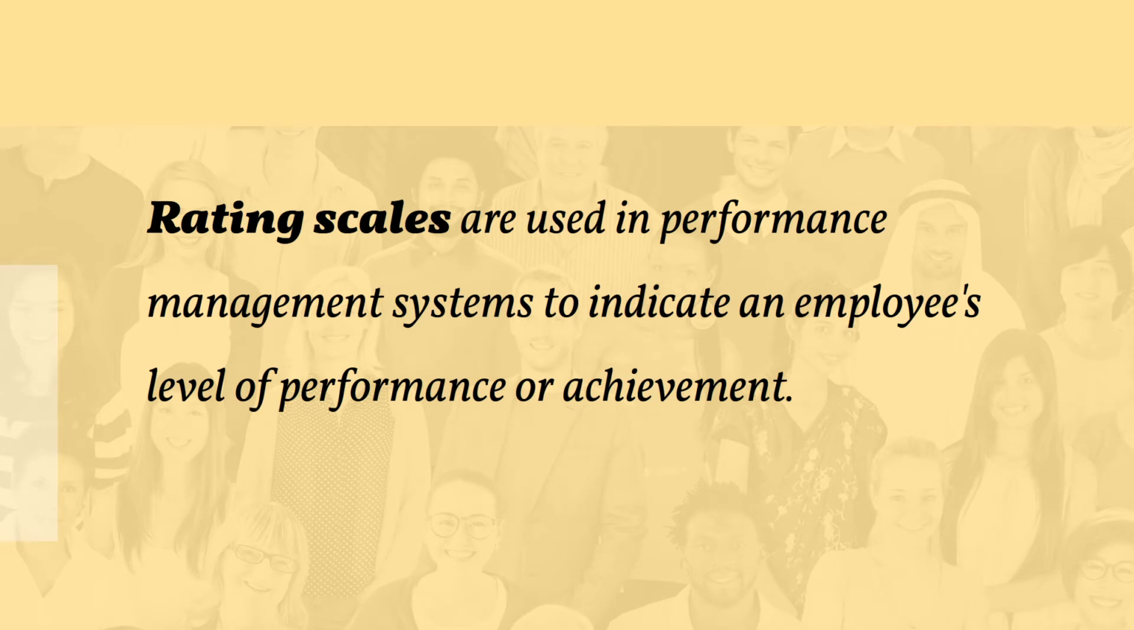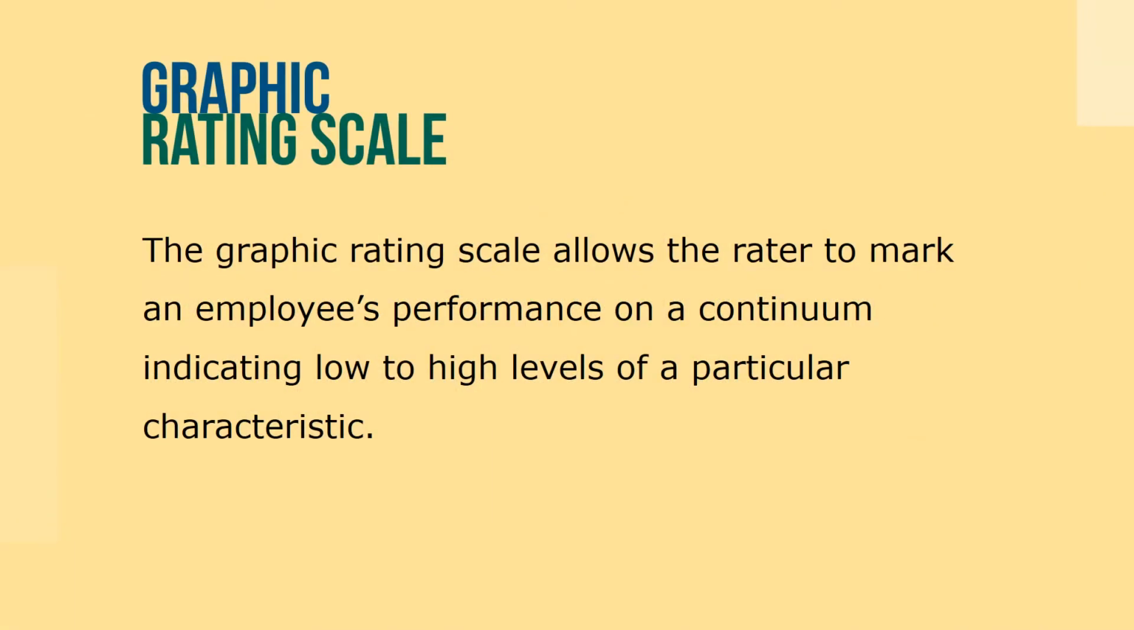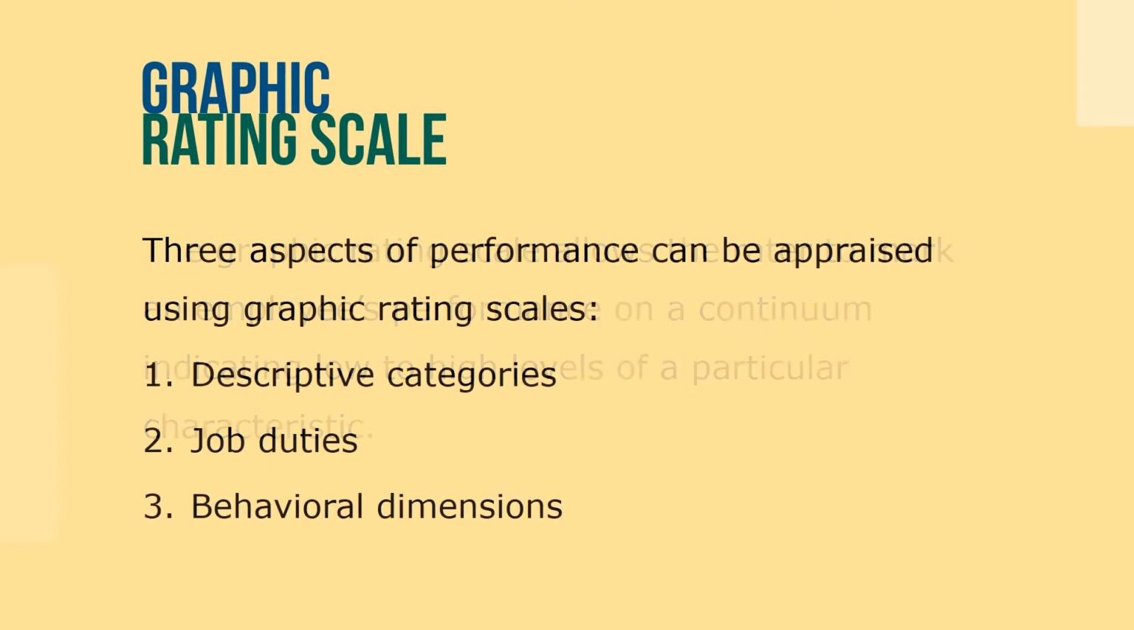Rating scales are used in performance management systems to indicate an employee's level of performance or achievement. The graphic rating scale allows the rater to mark an employee's performance on a continuum indicating low to high levels of a particular characteristic. Because of the straightforwardness of the process, graphic rating scales are common in performance evaluations. Three aspects of performance can be appraised using graphic rating scales: descriptive categories, such as the quantity of work, attendance, and dependability; job duties, taken from the job description; and behavioral dimensions, such as decision-making, employee development, and communication effectiveness.